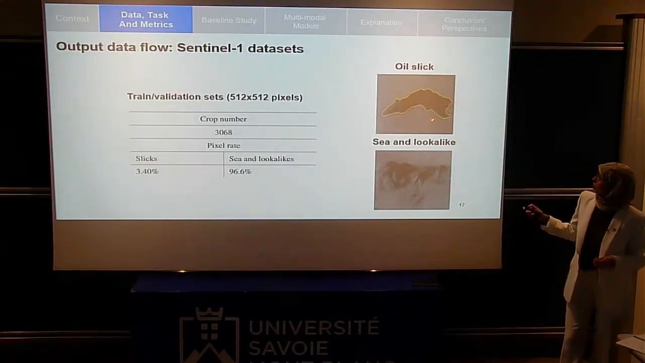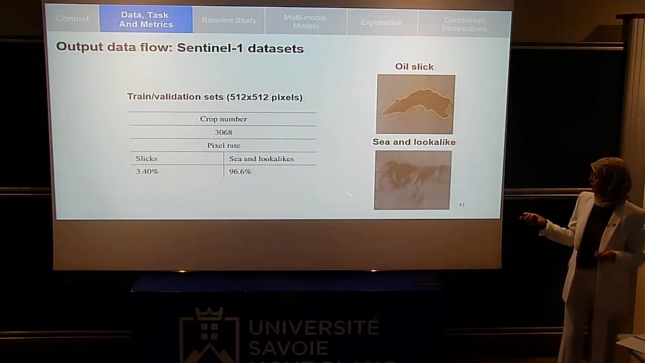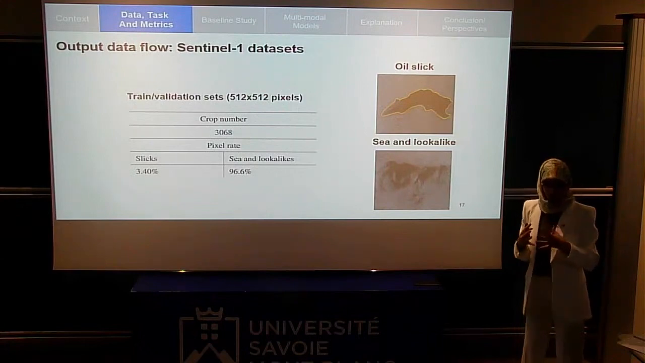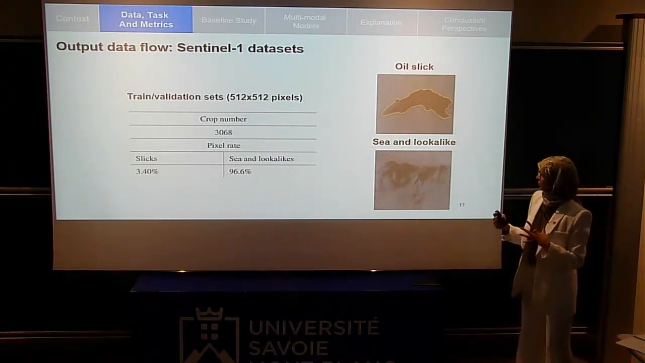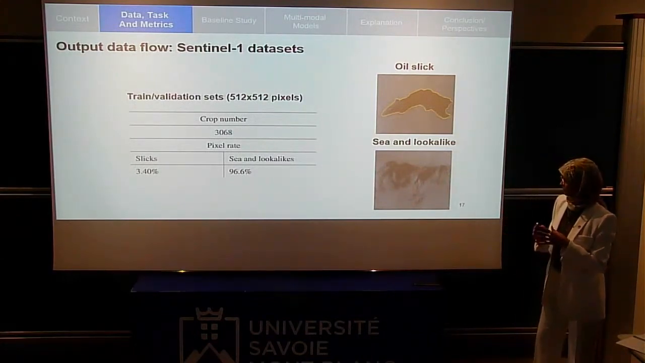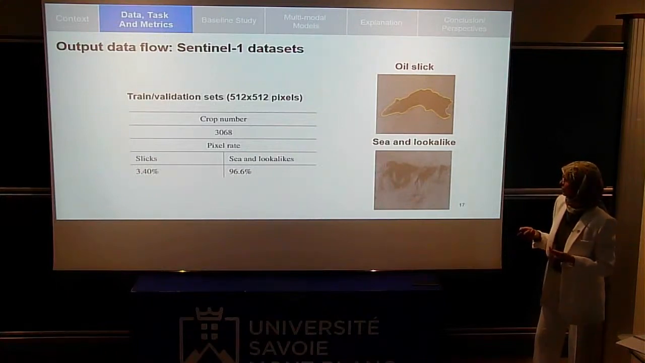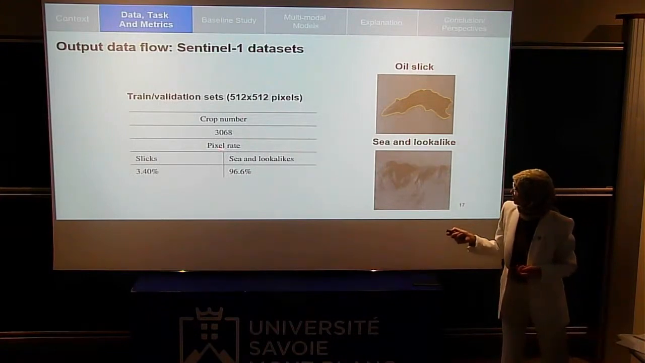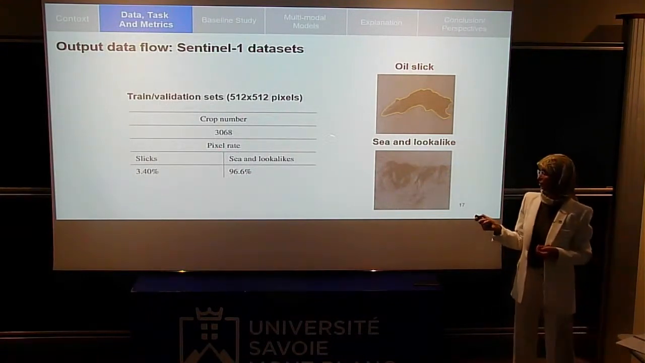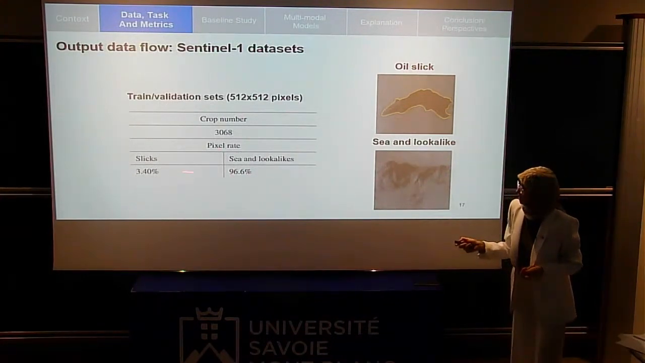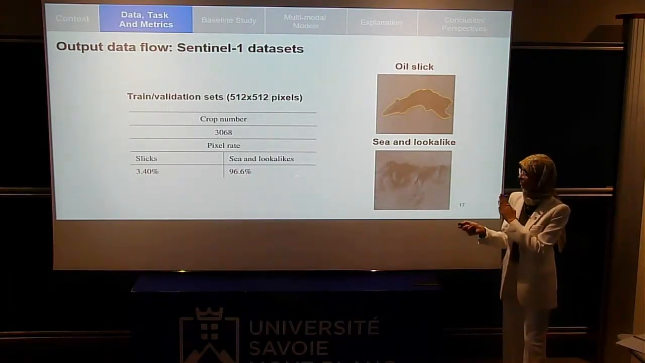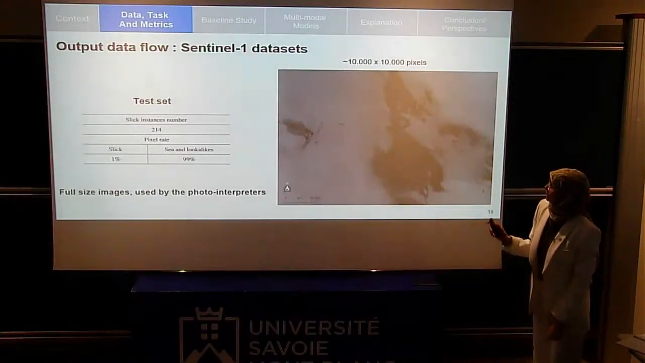Here is an example of a slick and an example of a sea and a lookalike. Within the creation of the data set, we add some lookalikes. With experiments, we generate some lookalikes in order to make the database more representative. We use more than 3,000 crops in the training. We can see here that we have a huge imbalance between our target and the background, which is the sea and the lookalike.